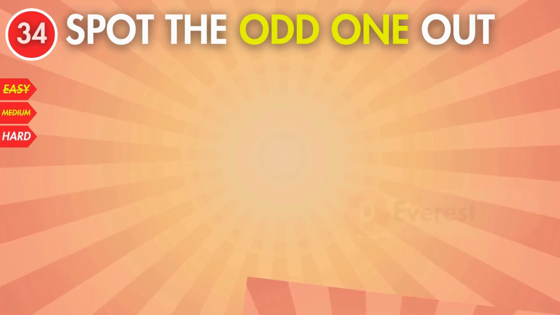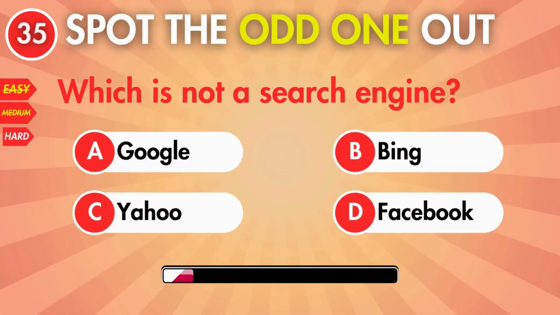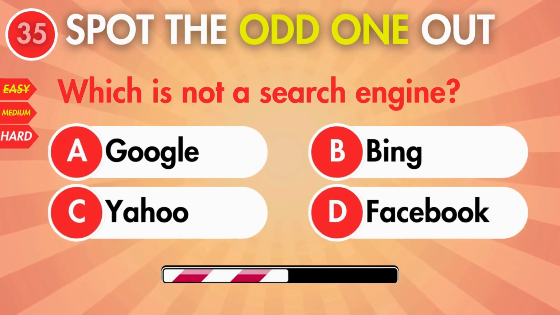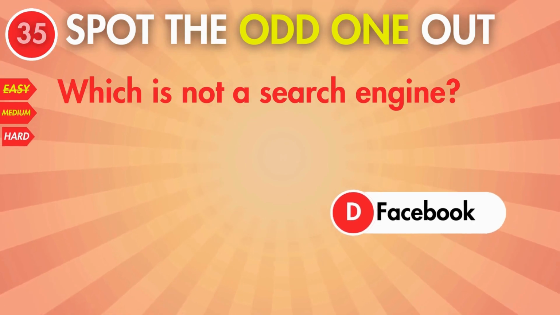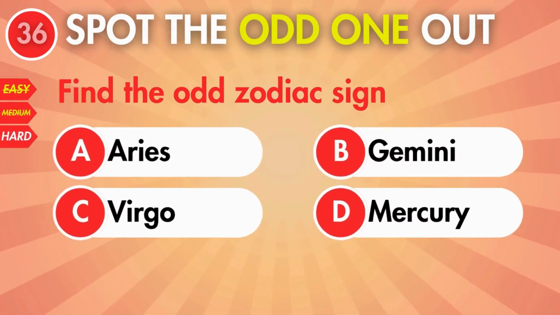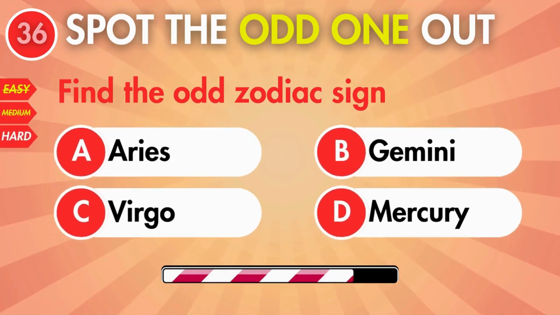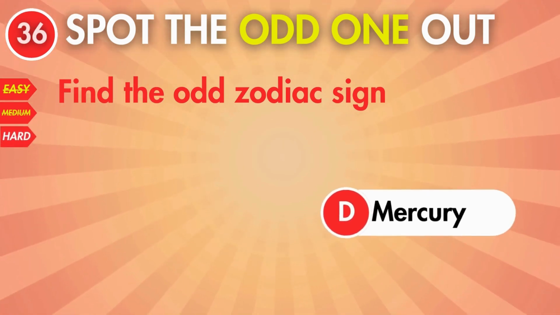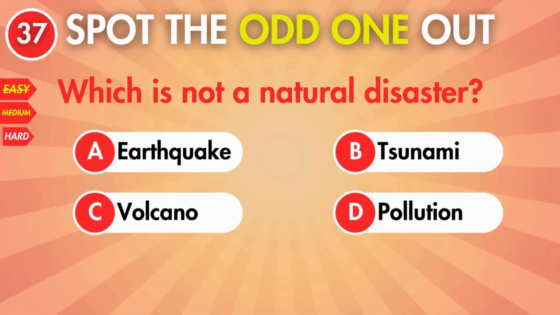Everest, which is not a search engine. Facebook. Find the odd zodiac sign. Mercury, which is not a natural disaster.